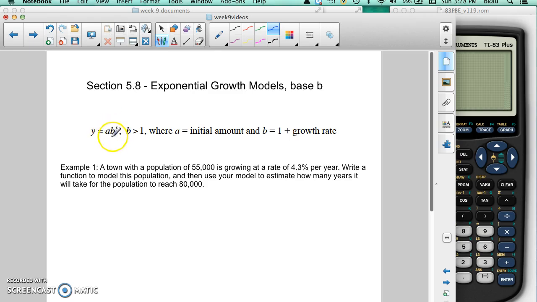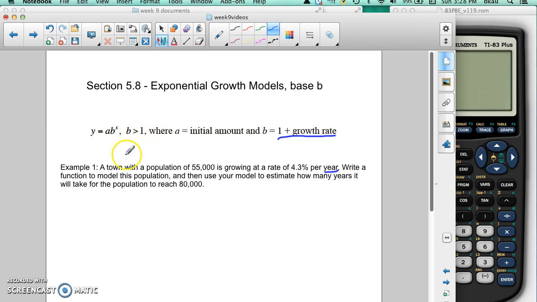B is the base of your exponent, so that's going to include your growth rate. In this case, B is always going to be 1 plus your growth rate, and your growth rate is dependent on time. So if you're given a growth rate per year, then that's how much it's going to grow per year. If you're given a growth rate per hour, then X is going to be in hours here, or years, or whatever the value for X is going to depend on the growth rate.